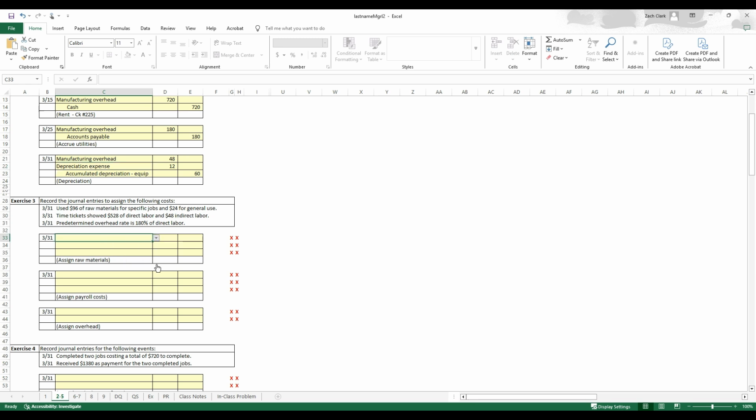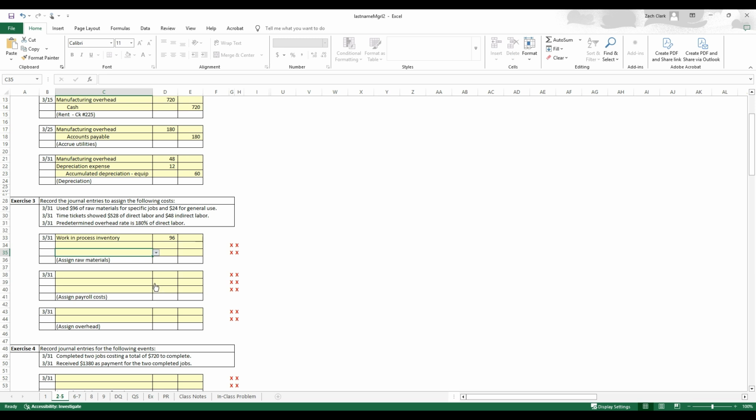So we're going to be debiting our work in process, our WIP account. If you'll remember, the flow that we had in chapter 1 was the raw materials, the total manufacturing costs going into the formula to calculate the cost of goods manufactured, right? So in our work in process inventory, we've got $96 for specific jobs. So we've got that portion of it. And then this is coming out of raw materials inventory here.